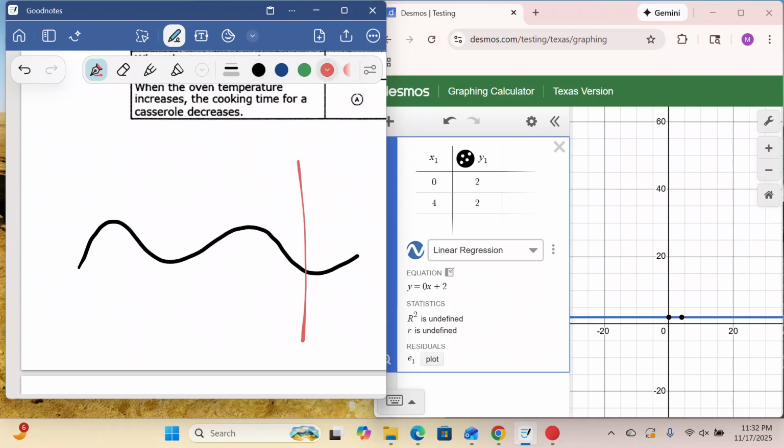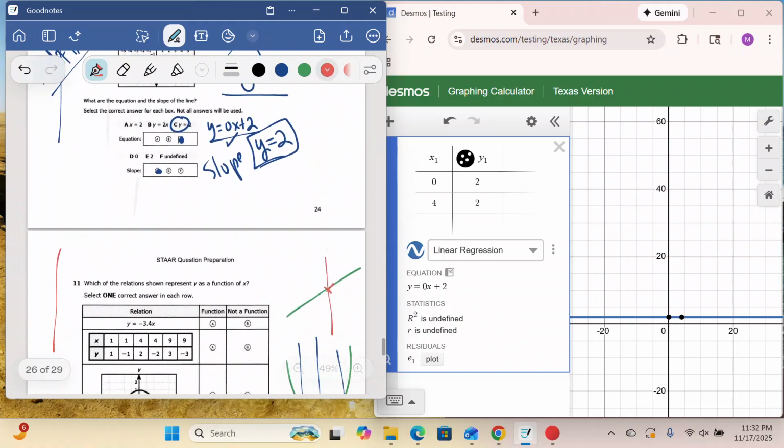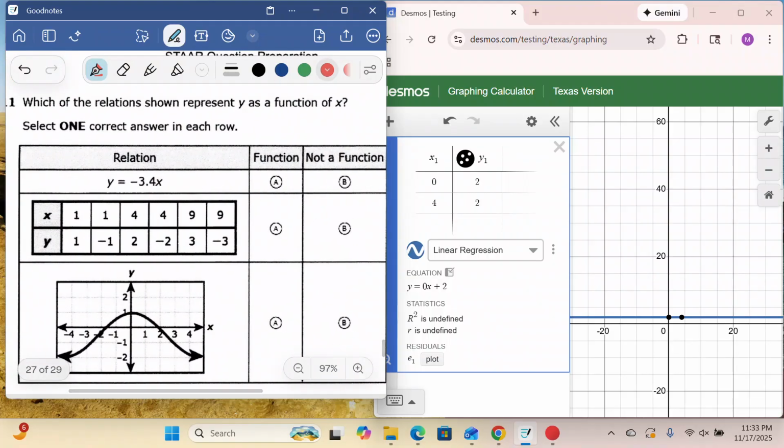I do a vertical line test. That is a function because it only passes through 1 point anywhere I do a vertical line test. So now we're going to look at the question at hand. Is y equals negative 3/4 x? If I input this into Desmos, it does give me a line, so it is a function.